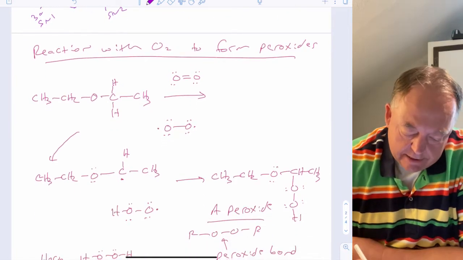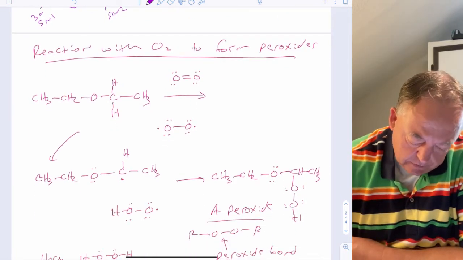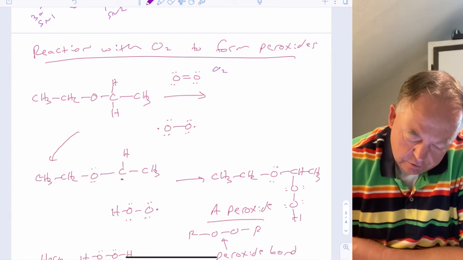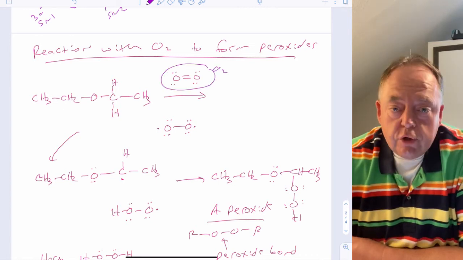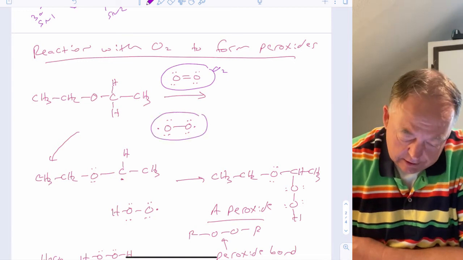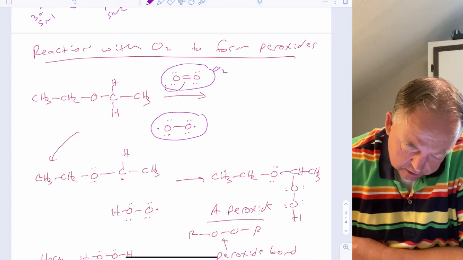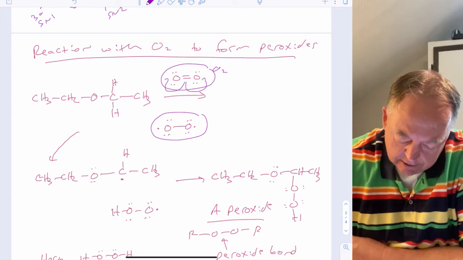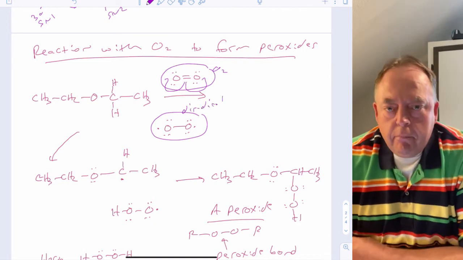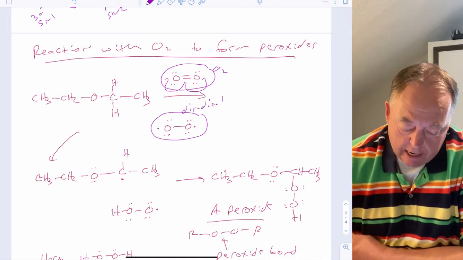Okay, so another reaction that ethers undergo is they react with oxygen in the air. So you would typically see oxygen Lewis structure drawn like that, but this is the diradical form. If we took this double bond and let each oxygen have its electron back, you have a diradical, that better represents the way oxygen actually reacts.